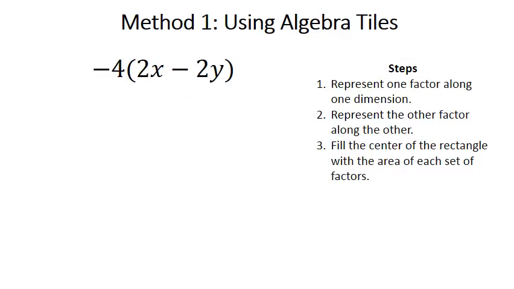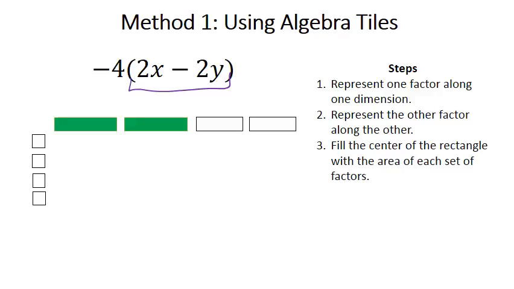Let's look at another example. Here we have negative 4 times 2x minus 2y. So again, we're going to start by representing one factor along one dimension. So here's our negative 4. They're white to represent the negative. And then along my other dimension, I need to represent 2x minus 2y. So my 2x's are these ones here. They're green and they're longer, whereas these are my negative 2y because they're a little bit shorter, and they're white because they're negative.